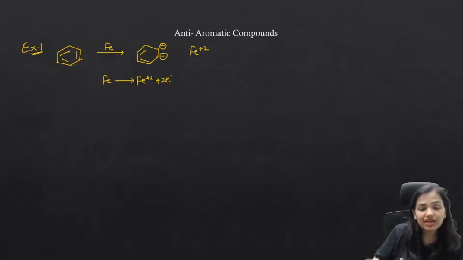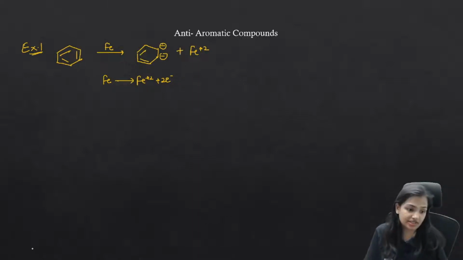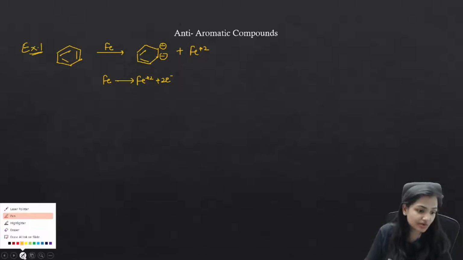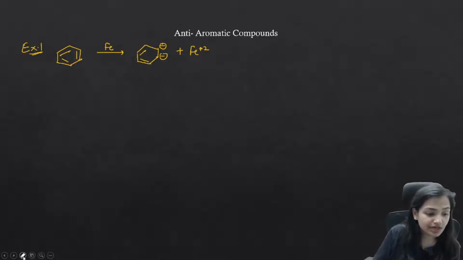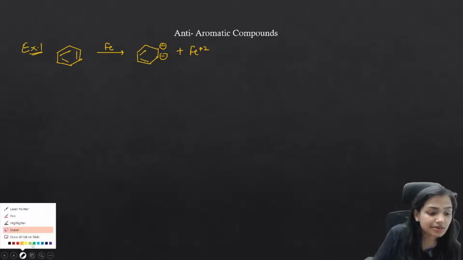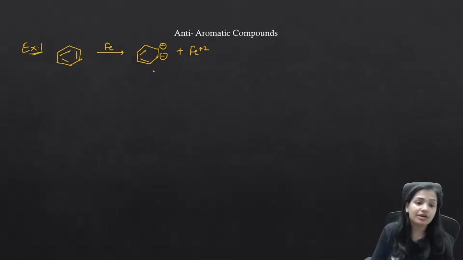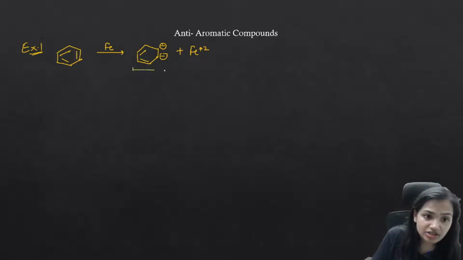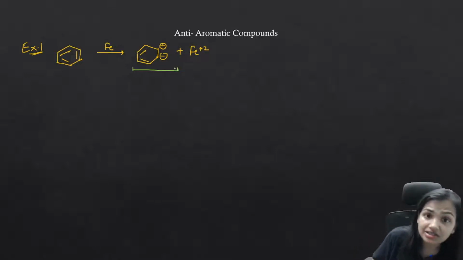Okay, now we have to tell whether this compound is aromatic, anti-aromatic or non-aromatic. This is what we have to calculate. So now let me rub this. Fe has become Fe2+ with the loss of 2 electrons, and these 2 electrons have been taken by the benzene, and this has become the system. Okay, now we have to see whether this reaction is spontaneous or non-spontaneous, whether this compound is aromatic, anti-aromatic or non-aromatic.